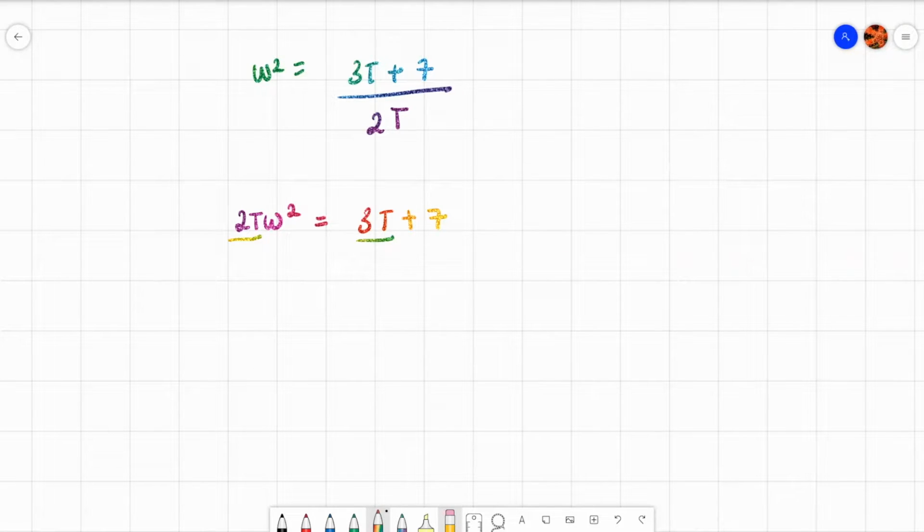So I'm just going to get rid of this 3t, and by doing that, I'm going to subtract 3t. Well, 2tw squared minus 3t. I can't take it away from that because that doesn't have a w squared with it, so it's going to stay as it is. 3t take 3t is nothing. I'm just left with 7.